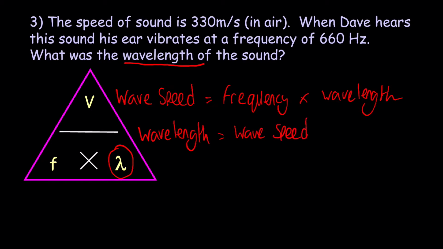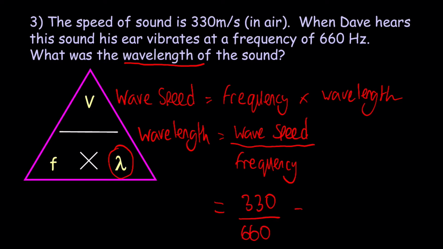We can then take the numbers from the question. So in this case, we've got the speed is 330 and a frequency of 660. And we can plug these numbers into our equation. So here is our wave speed, 330, and our frequency, 660. And we divide those through, and on a calculator, we get an answer of 0.5, remembering that the unit for this is the meter.